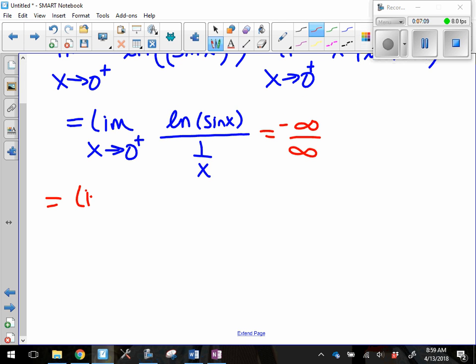So remember, it's still the limit as x goes to 0 from the positive side. And what do I get when I take the derivative of the numerator? One over sine x. It's 1 over whatever's inside times what? Times cosine x. That's good. We're there.